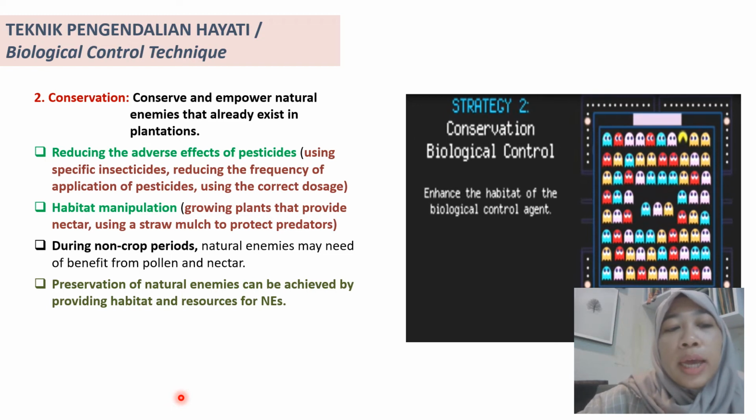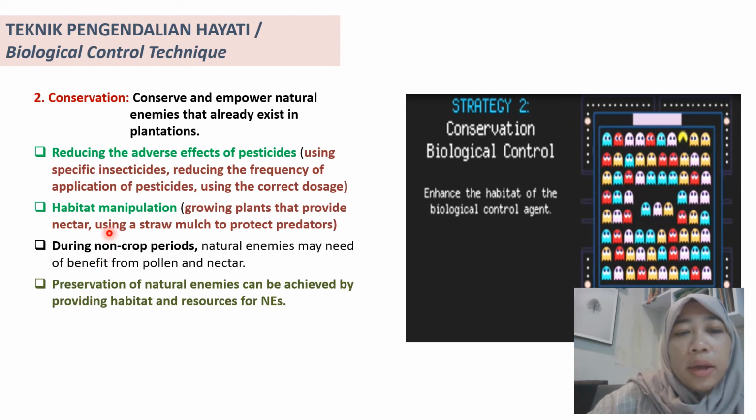And then we can do habitat manipulation. For example, we can enhance the natural enemies, predators and parasitoids, by growing plants that provide nectar, by growing refugia. So we can produce nectar for the development of adult parasitoids, and we can use straw mulch to protect predators. Parasitoids get the benefit of pollen and nectar from the flowering plants.